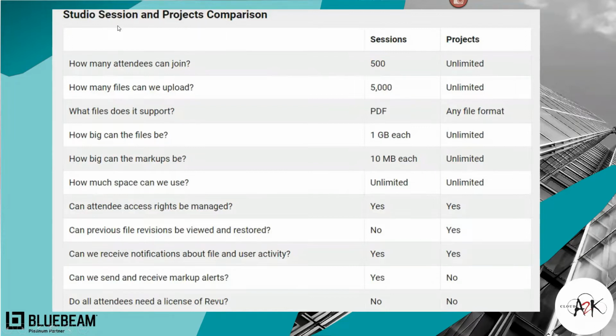Studio sessions are the only real live PDF collaboration solution. So you can host a PDF in the cloud. That PDF can be up to 1 gig, which is a hell of a lot of drawings. I don't think I've ever seen anything even near maybe 20 meg or even 400 meg, but a gigabyte, yeah, you're not going to get to that. Even 10 megabytes of markups. The studio session only supports the PDF format. You can have up to 5,000 files up in a session.